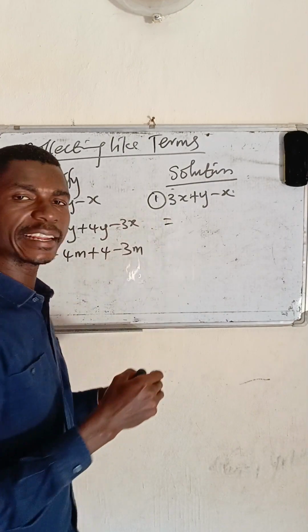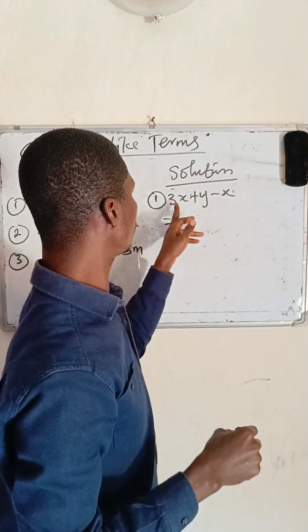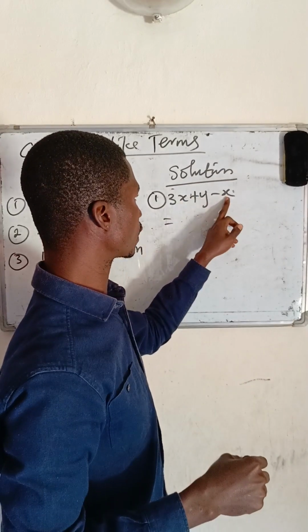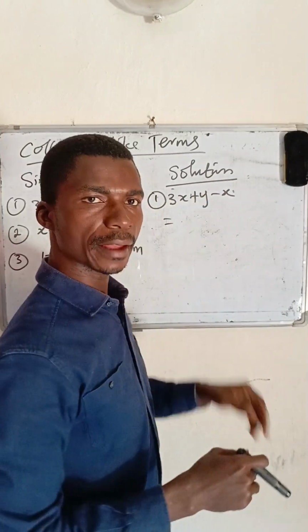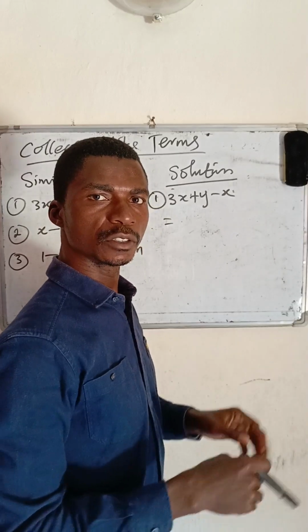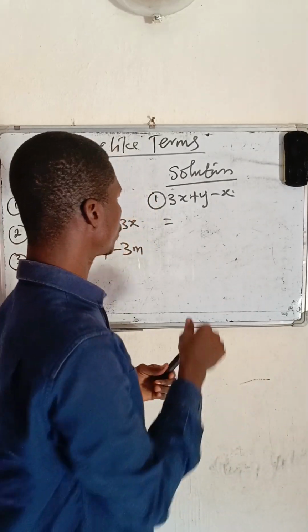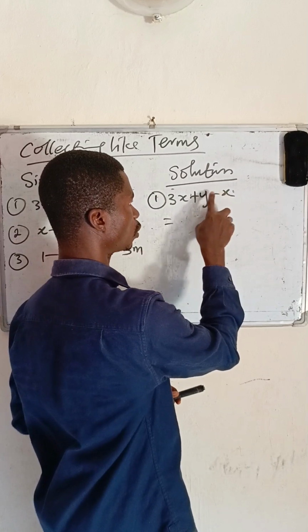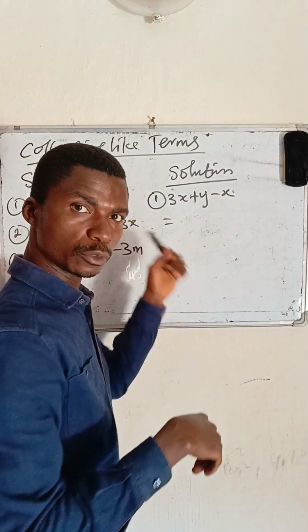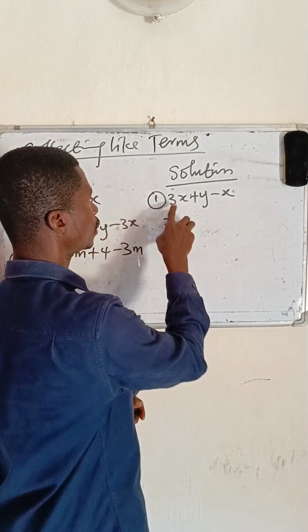What do you do? You take like terms. Like terms means, you see this one with s and this one with x. They are like terms. You can add them, but you cannot add with this one. Why? Because this is y. So that's what we call collecting of like terms. Now note this, that this plus belongs to this one. This minus belongs to this one. By the time I'm done with this thing, you'll be able to solve that question.